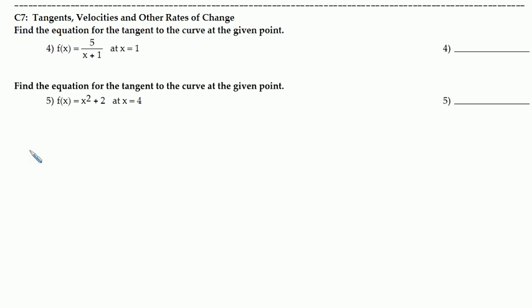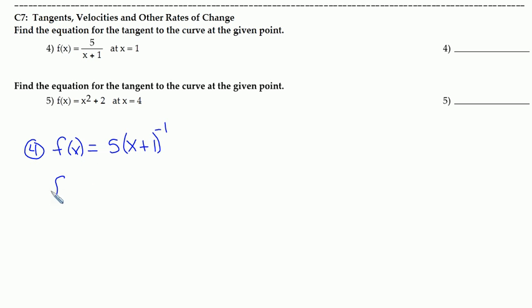Let's see, for number 4, I'd want to rewrite this problem. Instead of writing it as 5 over x plus 1, I might want to write it as 5 times the quantity x plus 1 to the -1. This will allow me to use a concept we just learned this week called the chain rule to help me find the derivative quicker on this.